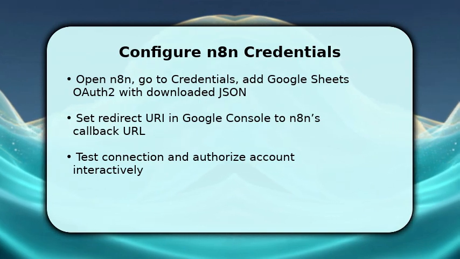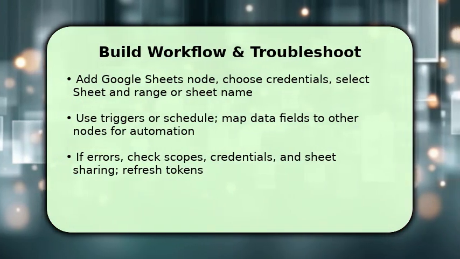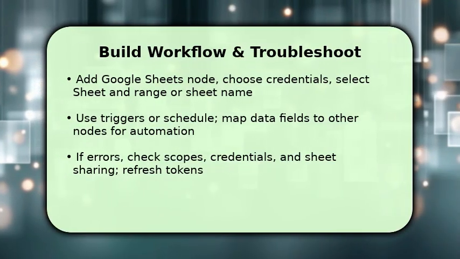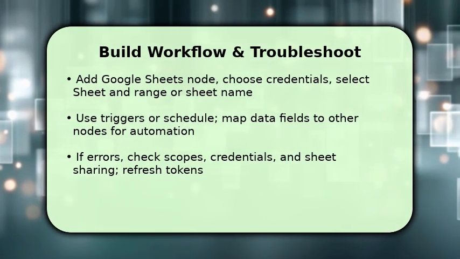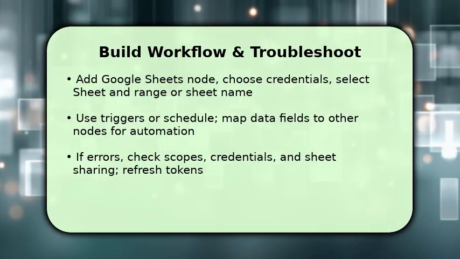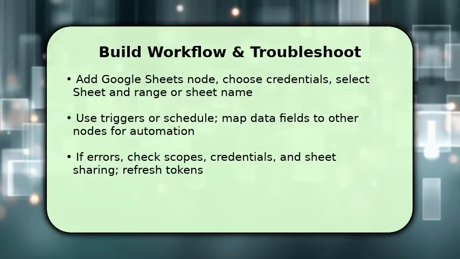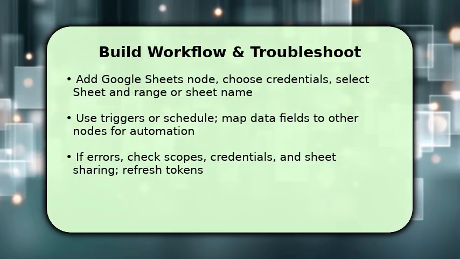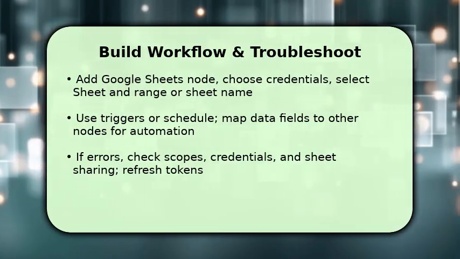This step links authentication. Finally, build the workflow. Add a Google Sheets node, select the credentials you created, then pick the spreadsheet and range or sheet name. Chain triggers or a cron node to automate reads and writes, and map outputs to other nodes for processing.